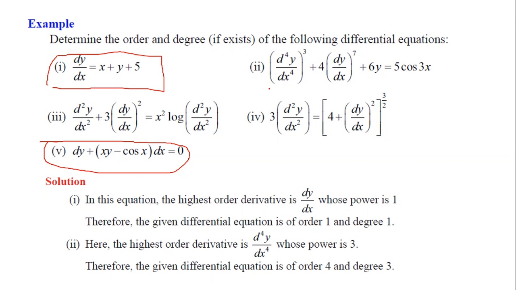See that the second problem. d power 4 y by dx power 4 whole cube plus 4 dy by dx plus 6y equal to 5 cos 3x. In case x is involved in a transcendental function, then we can express it as a polynomial. In case y is involved in a trigonometric function or logarithmic function or exponential function, we are not able to express it as a polynomial. That is one important point.